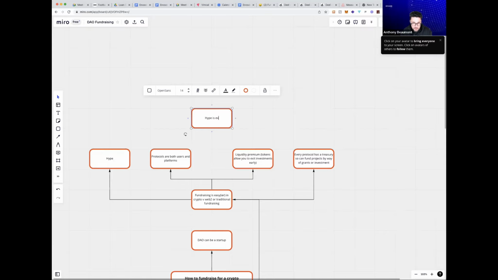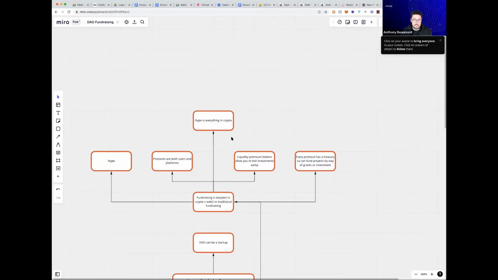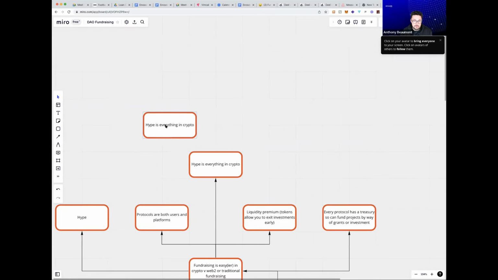Hype is everything in crypto. Now, there's both a kind of, oh my God, will this go? Look how pretty that looks. There's kind of two ways of reading this. One is the cynical view: it's mostly hype.